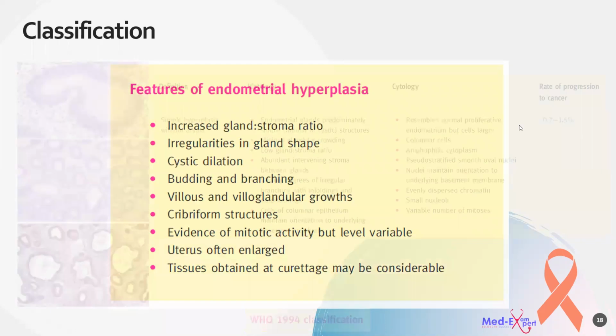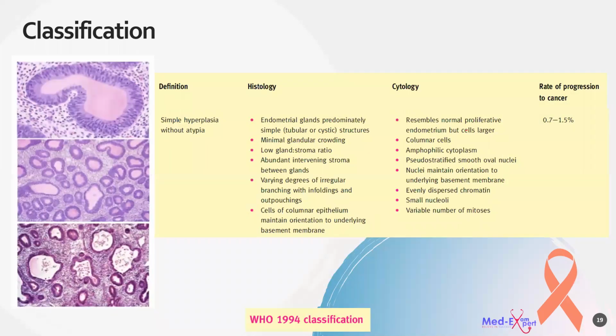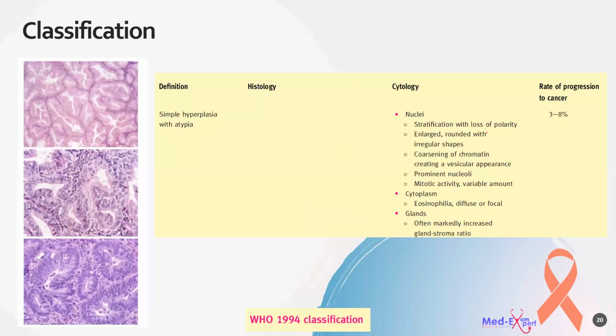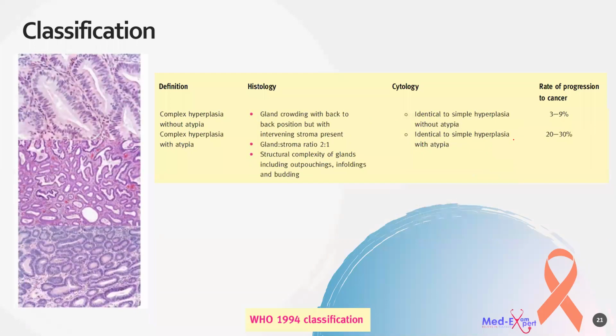According to this old classification, the progress to cancer for the simple hyperplasia without atypia is like 1% in that range. For the simple hyperplasia with atypia, 3 to 8%. For the complex hyperplasia without atypia, 3 to 9%. And for the complex hyperplasia with atypia, it is 20 to 30%. This is in case you find questions in some old books asking about the rate of progression to cancer.